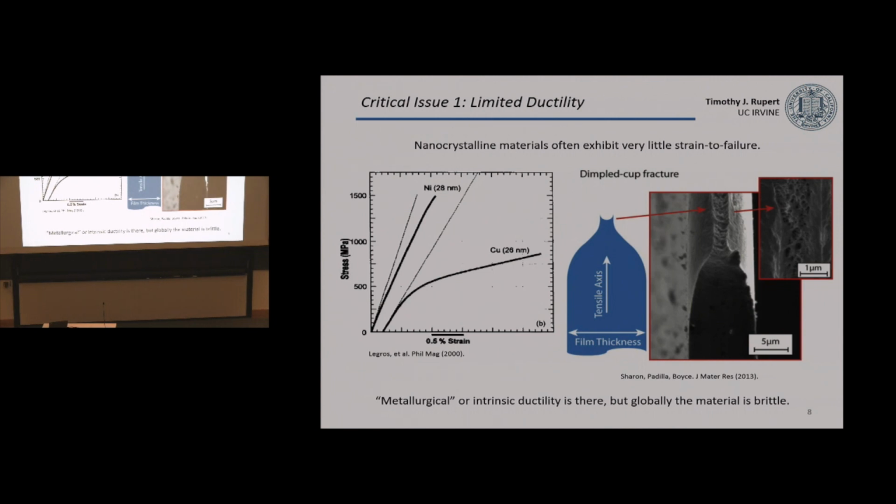If we go and we look at the fracture surface of a sample something like this, we're going to see fracture characteristics that still look like a metal. So they have something that we call a dimpled cup and cone type fracture.